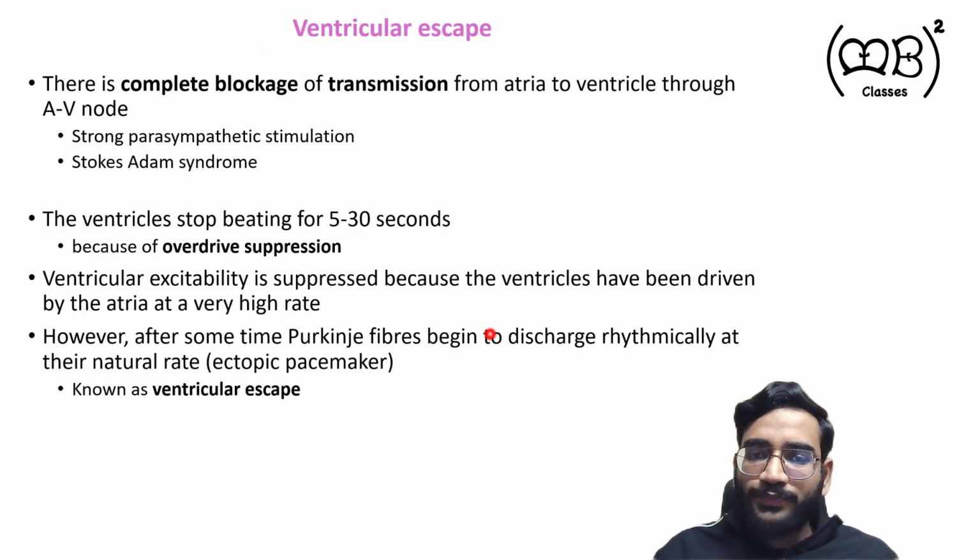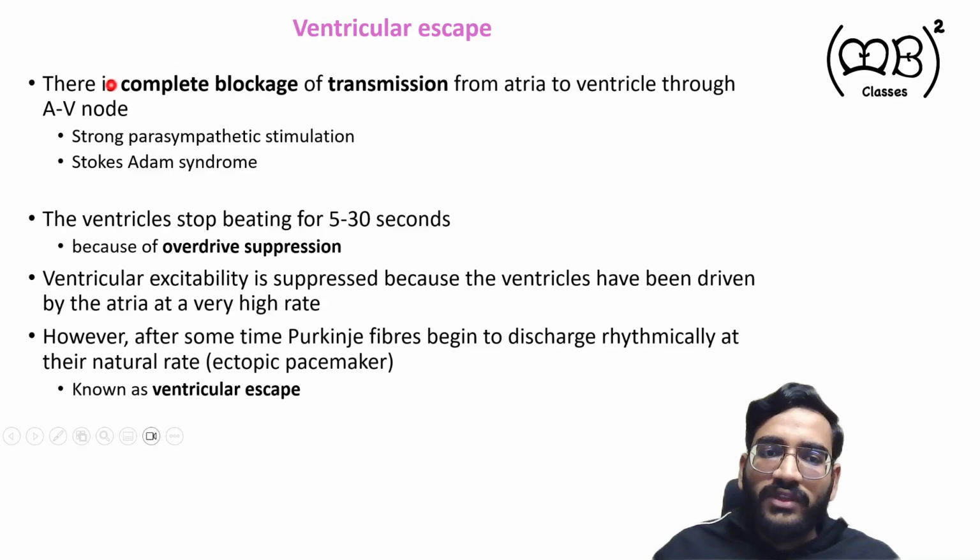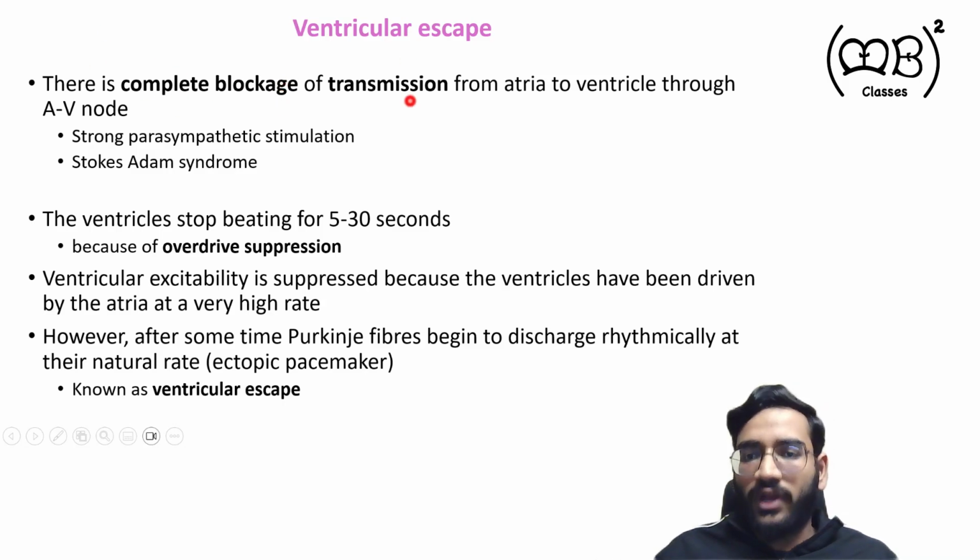And coming to the phenomenon known as ventricular escape. So ventricular escape, when does it happen? It happens when there is a complete blockage of transmission from the atria to the ventricle through the AV node.